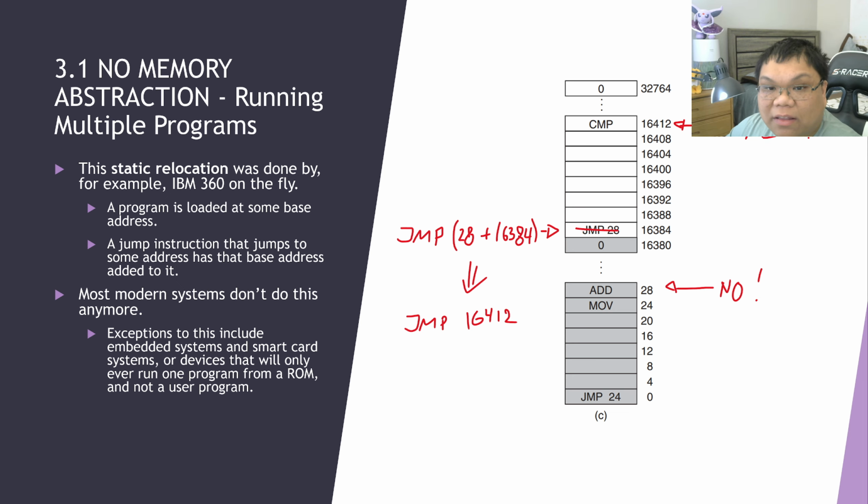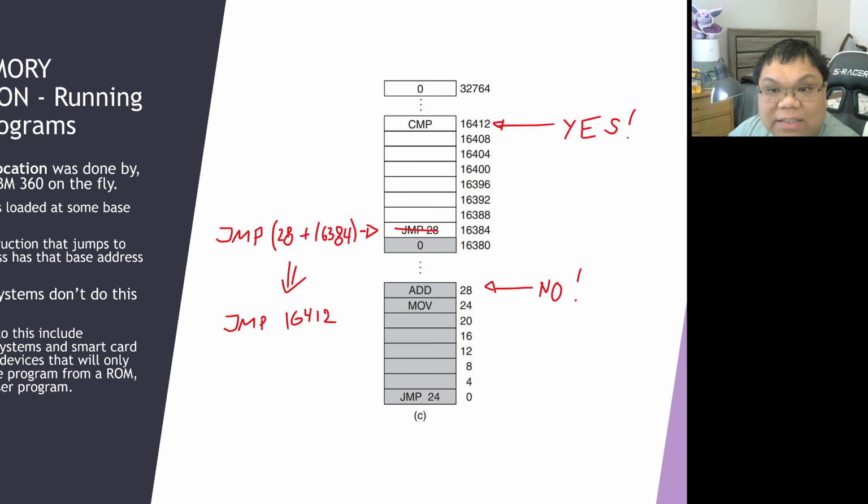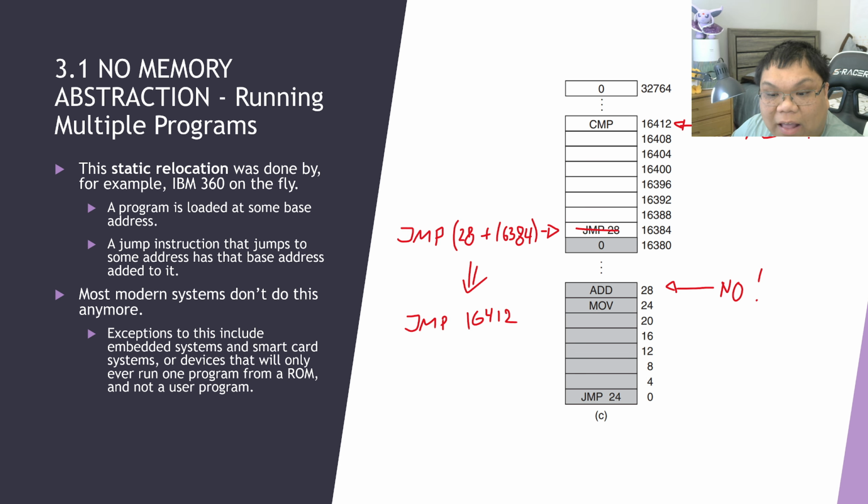So the idea is this. A program is loaded starting at some address, and we save that in a register. When we try to do this jump instruction, instead of jumping to address 28, which is incorrect, it's going to jump to 28 plus whatever value is in that base address. So that's going to be 28 plus 16384, which means we're now going to jump to address 16412, not 28. And that's all you need to fix this problem of programs jumping into the wrong program.